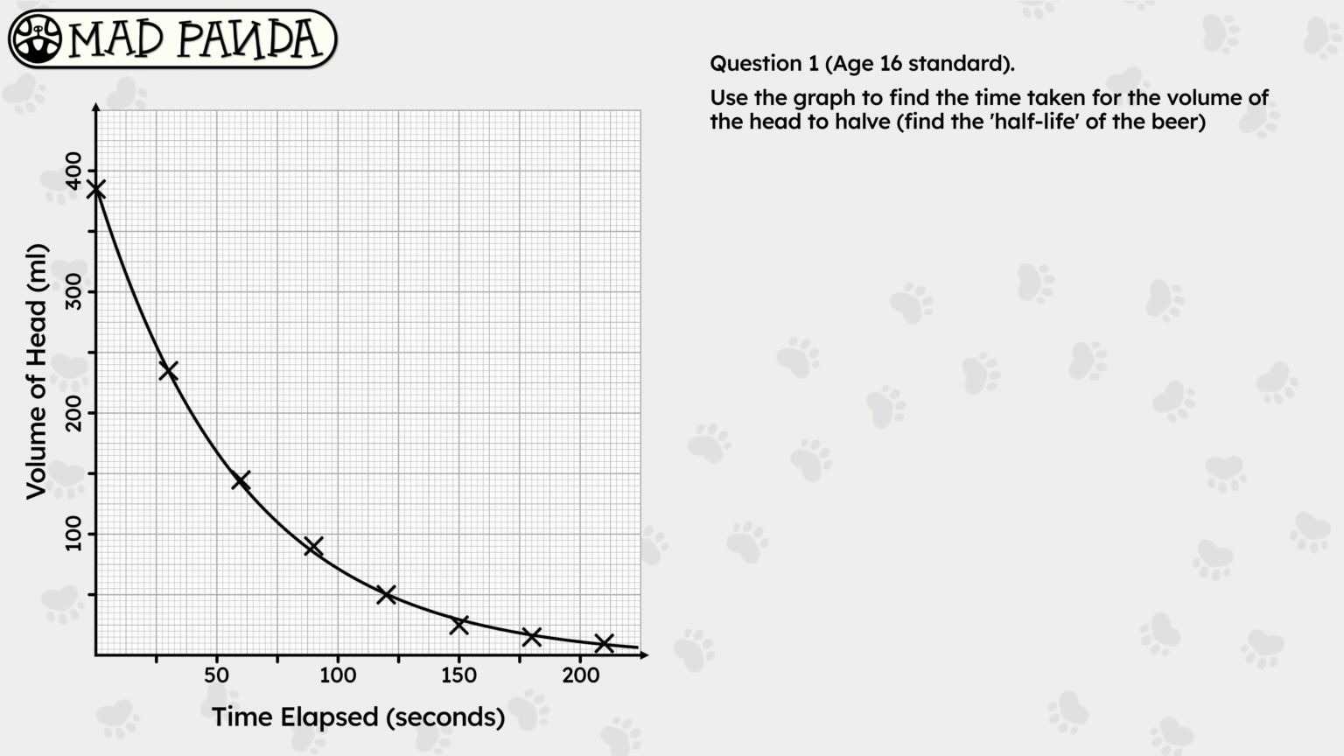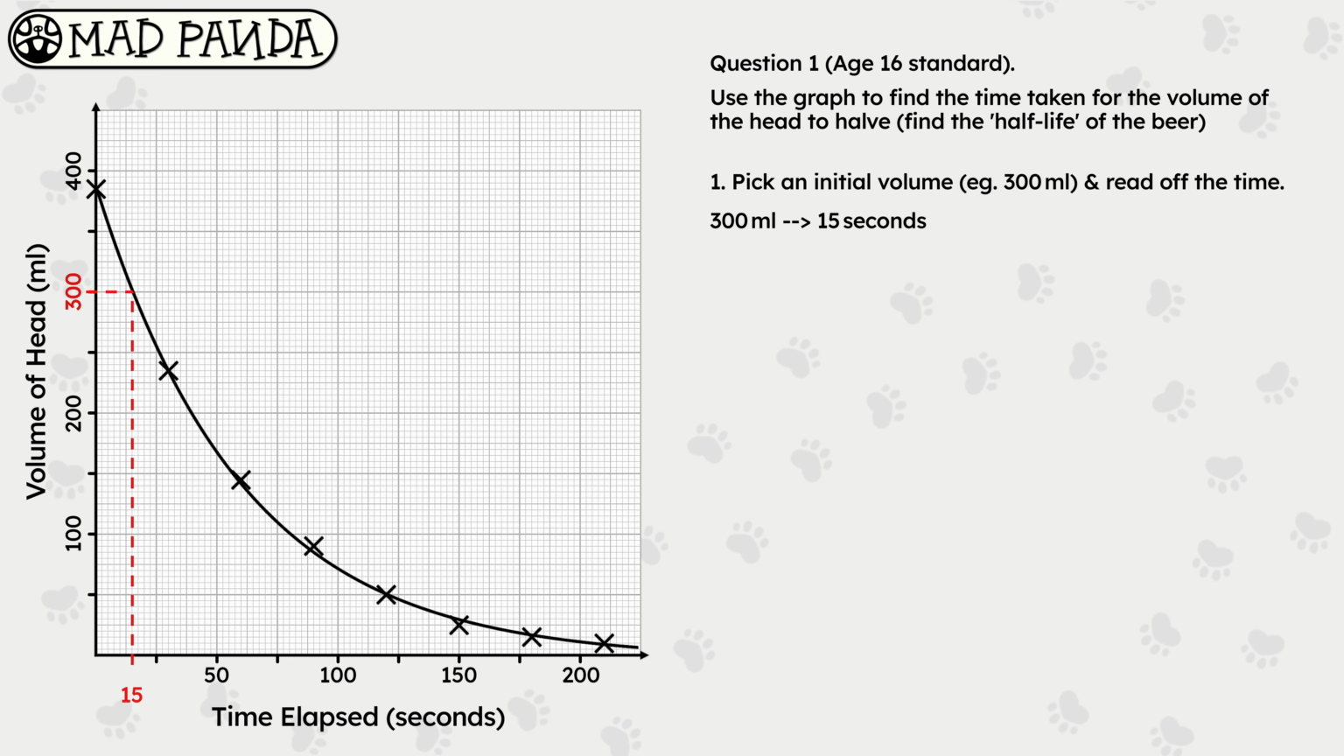Okay, the first question we're going to look at is a GCSE level question, so let's read through it together. Use the graph to find the time taken for the volume of the head to halve, or find the half-life of the beer. So what we're going to need to do is pick an initial volume. I would say anywhere on the left-hand side of the graph is fine. You could use 385, which is where the graph started at time 0. I've picked 300 millilitres, and that corresponds to an initial time of 15 seconds. Then what we need to do is halve that amount, so we need to find the time it took for it to go from 300 millilitres to 150 millilitres.